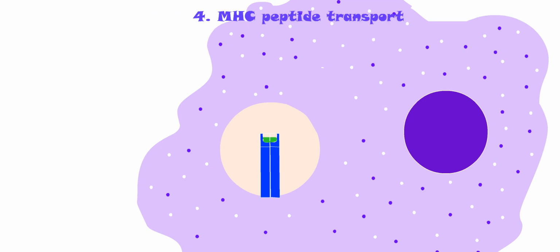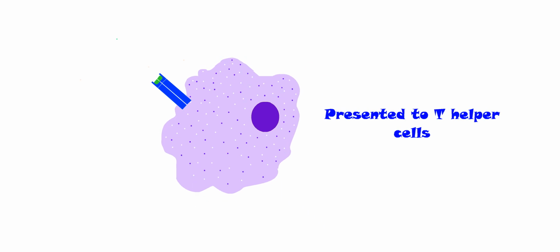Step 4. PMHC transport. PMHC is transported in a membrane-bound vesicle to the plasma membrane. The membrane of the transport vesicle fuses with the cell membrane and the PMHC complex binds to the membrane and is displayed at the cell surface. It is then presented to T helper cells with appropriate TCR and CD4 molecules.